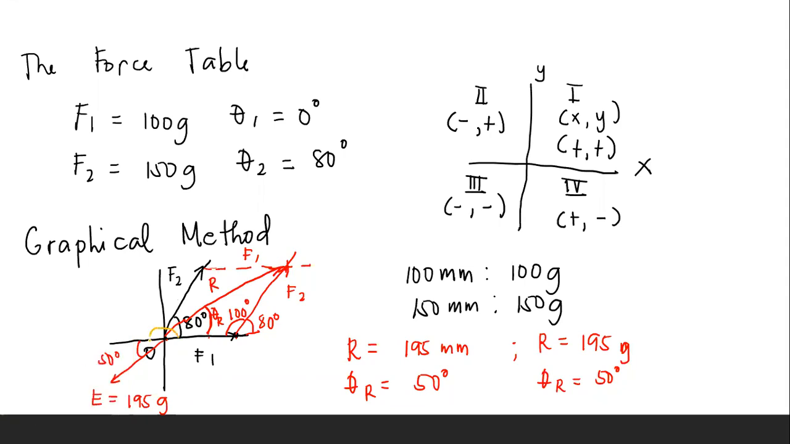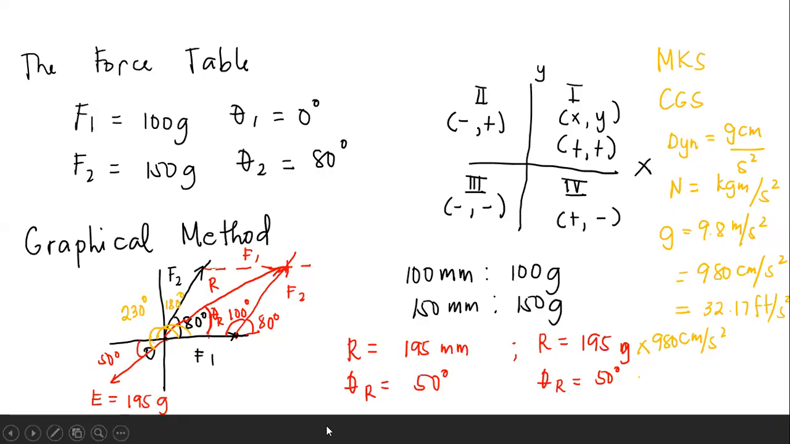Okay. This one is 230 degrees. 180 plus 50, therefore that is 230 degrees. Now, you have the value for the graphical method for R, which is 195 millimeters. Then the true value is 195 grams, since the ratio that we use is 100 millimeters is to 100 grams. Then you have to multiply the resultant by 980 centimeters per second squared to get the value of your resultant.